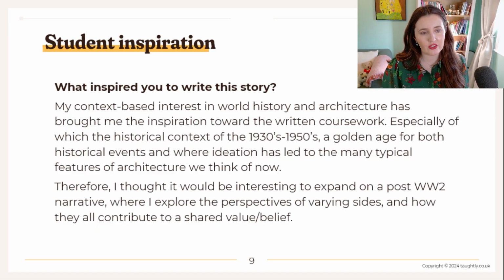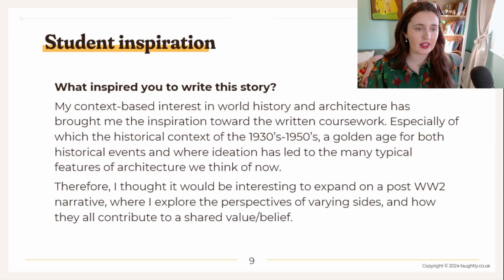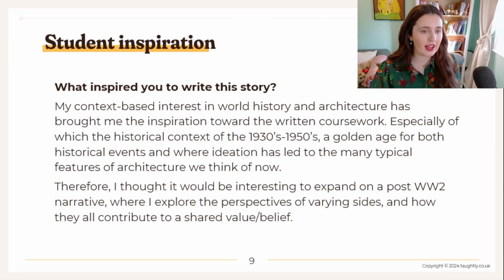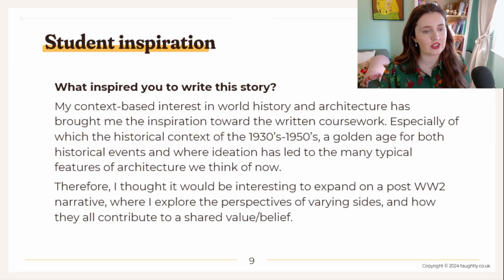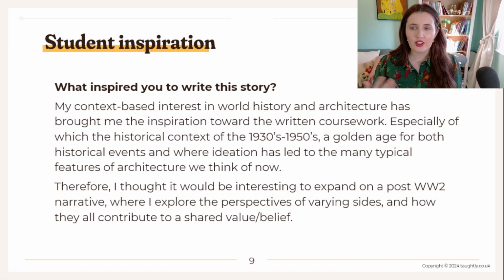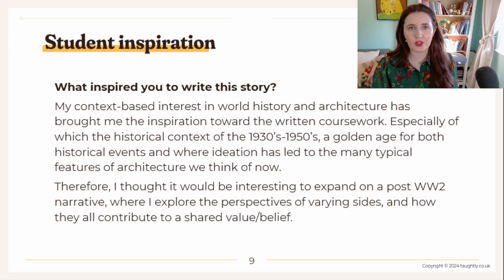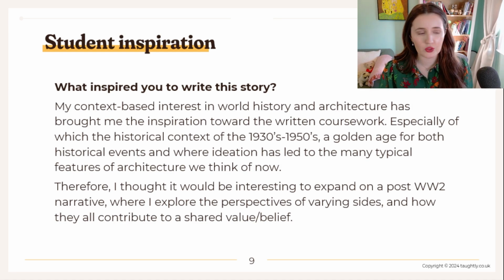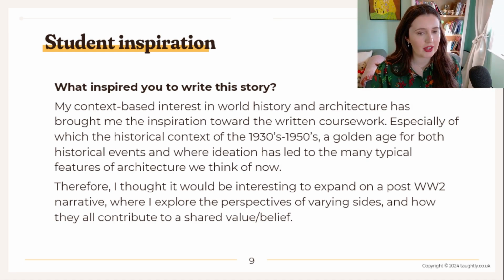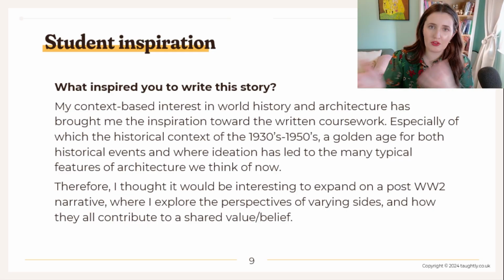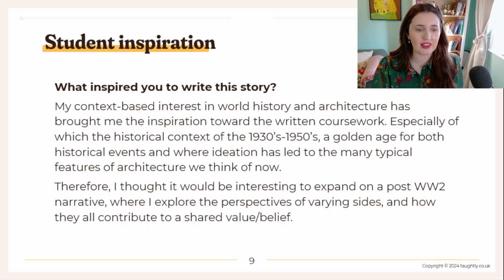Especially of which the historical context of the 1930s to 50s, a golden age for both historical events and where ideation has led to many of the typical features of architecture we think of now. So he's quite interested in architecture, the Art Deco design, but also the history of World War II. Therefore, I thought it would be interesting to expand on the post-World War II narrative, where I explore the perspectives of both sides, so of people that were taken away and evacuated versus people that were left behind, and how they all contribute to a shared value or belief.